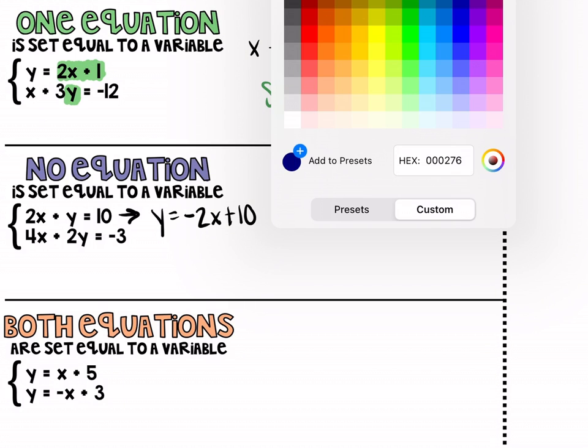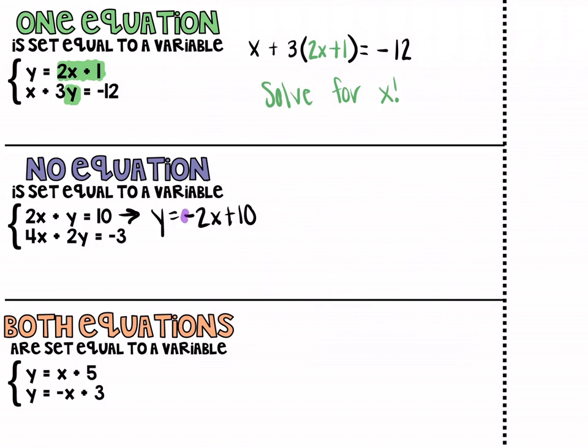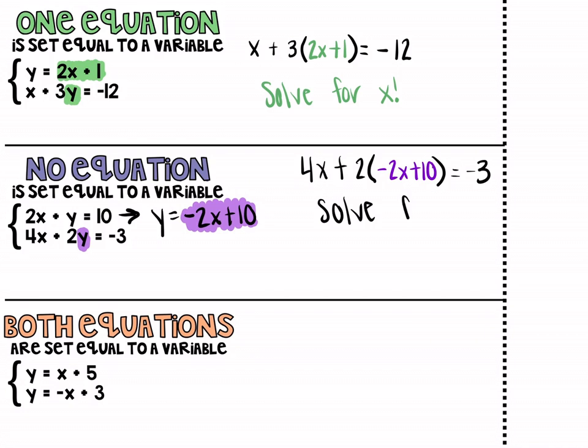This piece, y equals, is going to replace y. Then I have 4x plus 2 times whatever y equals, which is negative 2x plus 10, and it equals negative 3. And then we would solve for x. But we're not going to do that on the front page. We're just looking at what it looks like to rearrange and plug in.